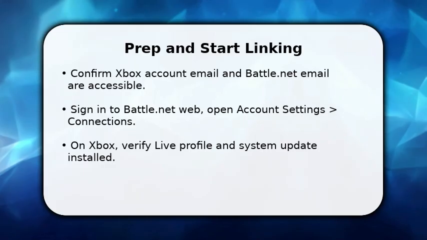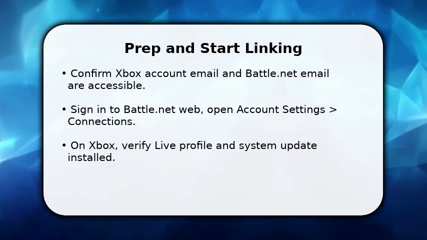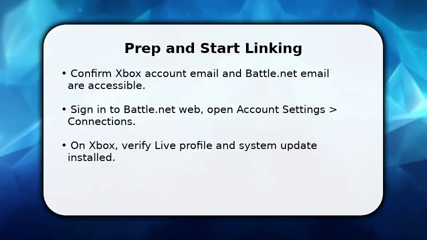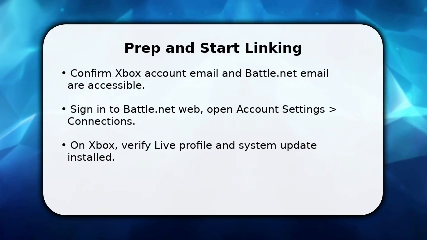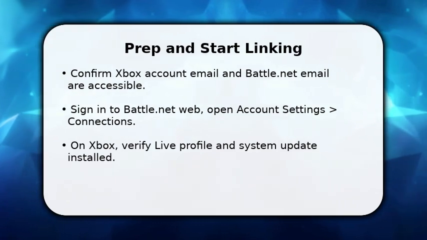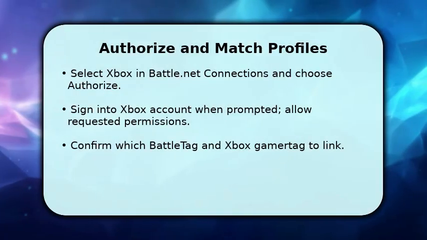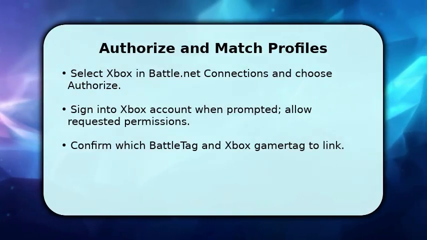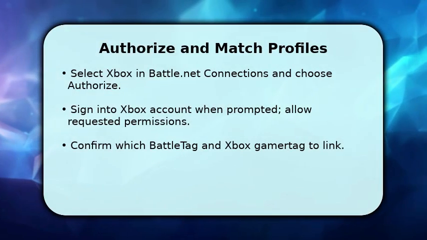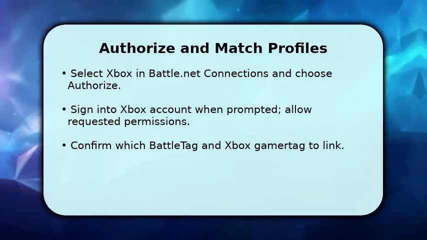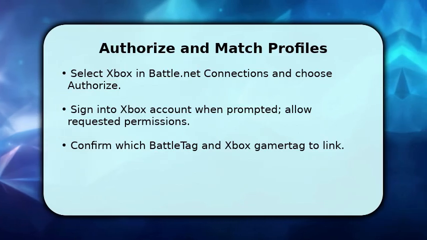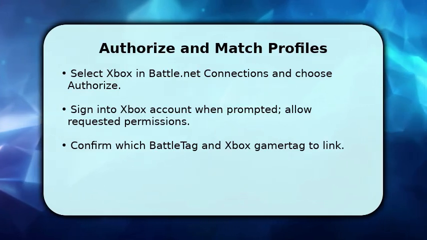Once done, return to Battle.net and choose the Xbox icon under Connections to start the authorization flow. This step prepares tokens and permissions you'll grant next. You will be prompted to sign into your Xbox account from the Battle.net page. This authenticates both services. Allow the permissions Battle.net requests so it can read your gamer tag and game entitlements.